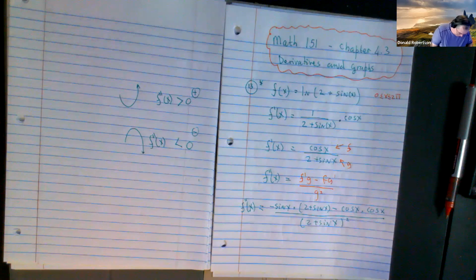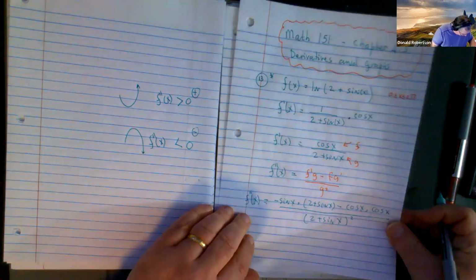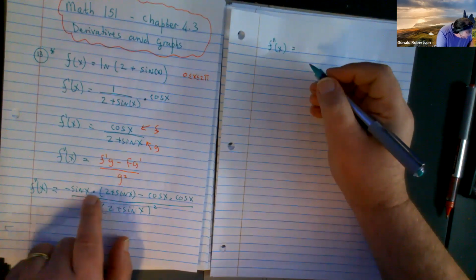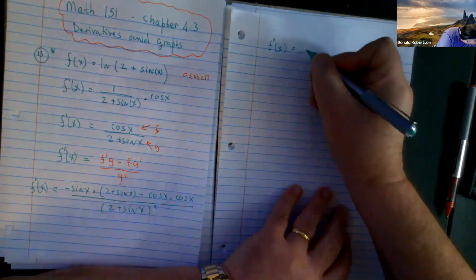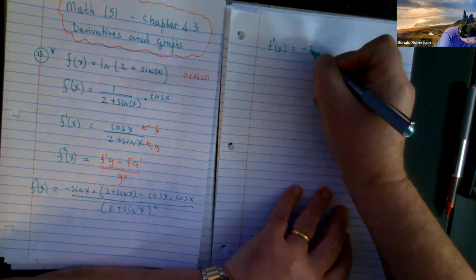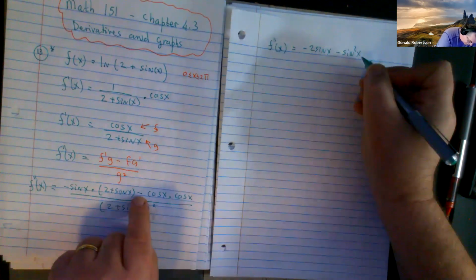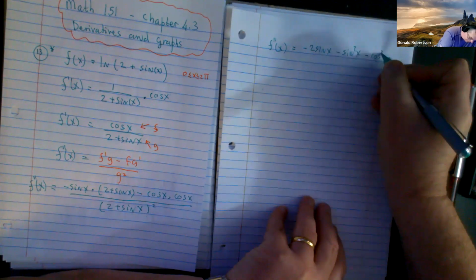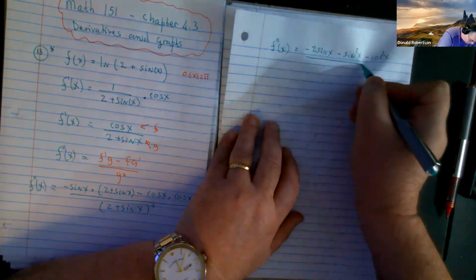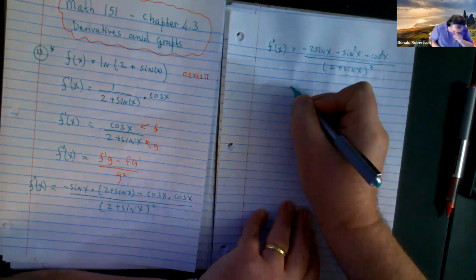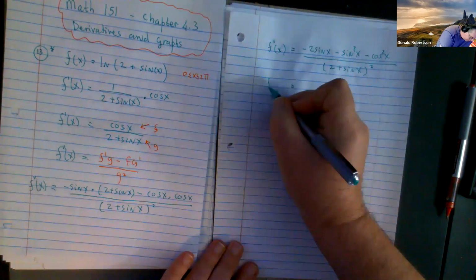Right. Now, there's a fair amount I can do to this, so I'll start over here. That way it's at least going to be on the same page. I'm going to distribute, multiply through by negative sine x. So that's going to get me negative 2 sine x. This times this is going to get me negative sine squared x. And this times this is going to give me negative cos squared x. And the whole thing is going to be over 2 plus sine x squared. And now we're into style point territory.